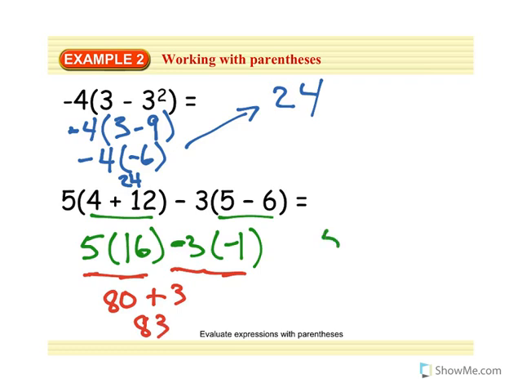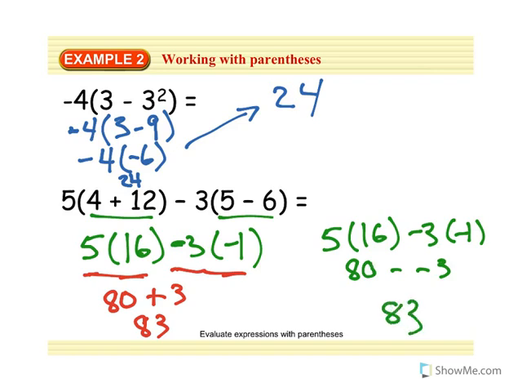Here's the way most of us would probably do it. 5 times 16 is 80. 3 times -1 is -3. Bring down the negative. Okay, what's 80 minus -3? Well, that's 83. What's the problem with doing it that way? Well, technically nothing, but there are a lot of mistakes that I see happen.